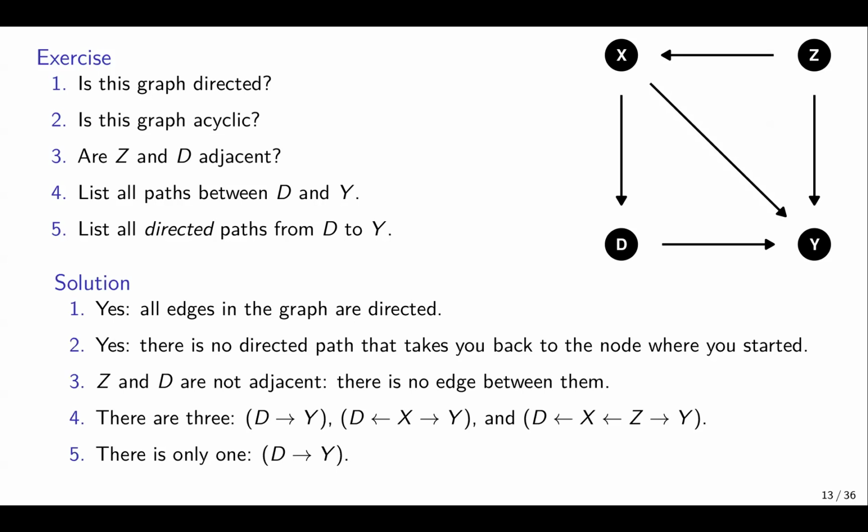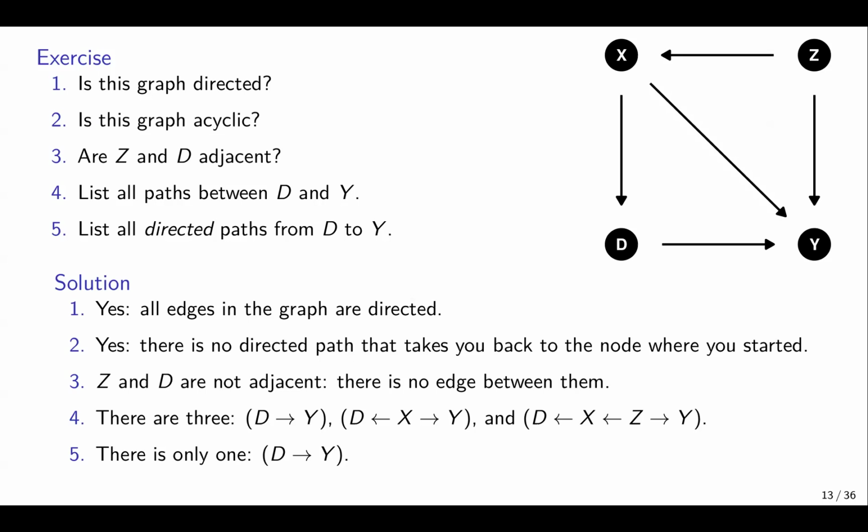All right, this is definitely a directed graph because all of the edges have arrows on them, so they're all directed. Is it acyclic? Yes. If you walk along this graph, no matter where you start, you can never come back to the same place. Go ahead and give it a try. See if there's some way to go from X back to X, and the answer is no. You can try that for each of the nodes, D, Z, and Y. It's not going to work.